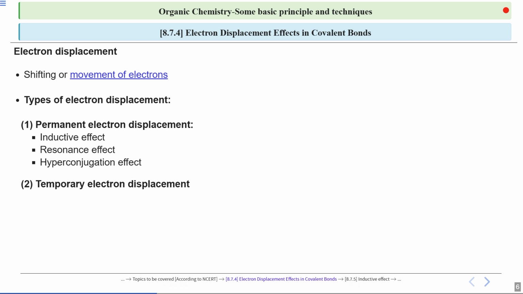Then the next type is temporary electron displacement. In this type of electron displacement, the shifting is seen only under specific conditions. Most probably those conditions are given in the chemical reaction. That type of effect is named the electromeric effect. So only one temporary electron displacement is possible, which is the electromeric effect.